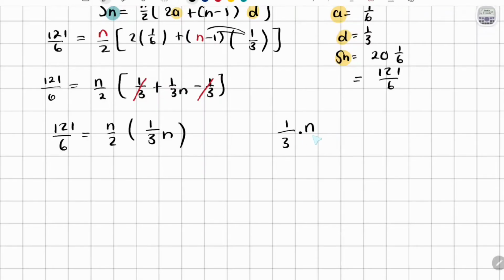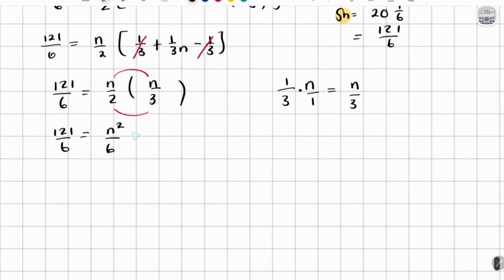So since they're being multiplied by each other, this n is on the numerator. Its denominator is 1. It's like multiply the numerators, which would give you n: 1 times n, and 3 times 1, which will give you 3. So it's n over 3. So I'm just going to rewrite that as n over 3 instead. And now when we multiply here, the numerator will multiply by the numerator and the denominator times the denominator. So I just have 121 over 6 is equal to n squared over 6. And now we just have to solve for n.